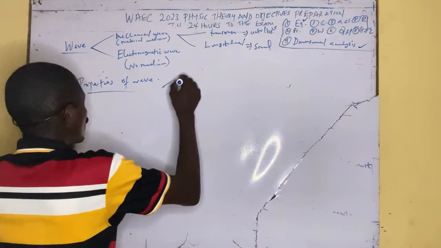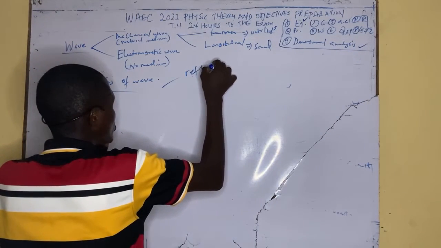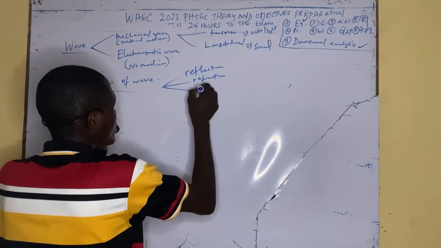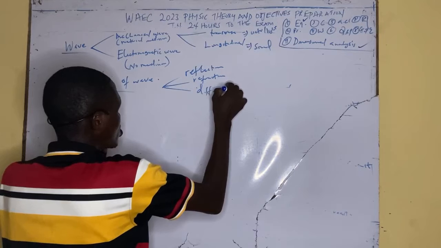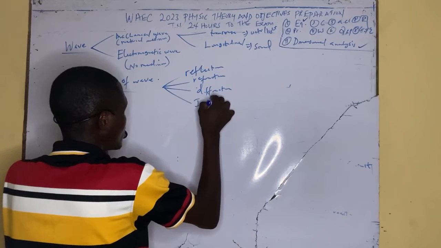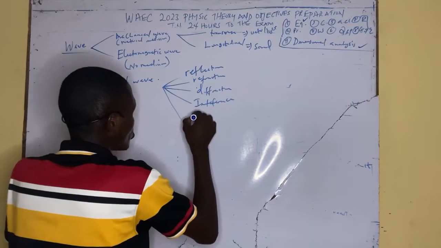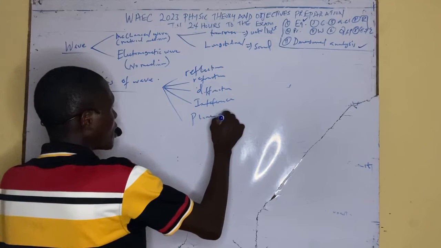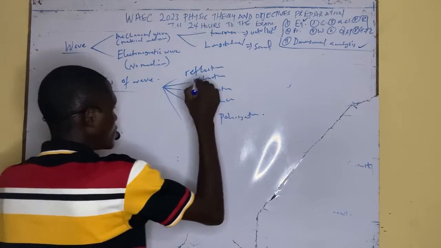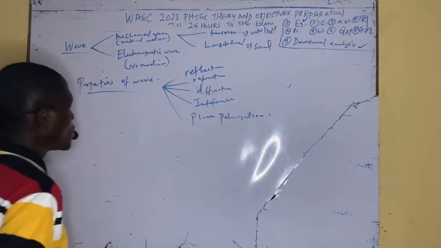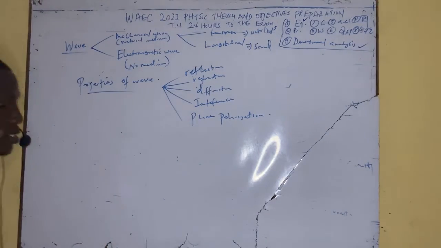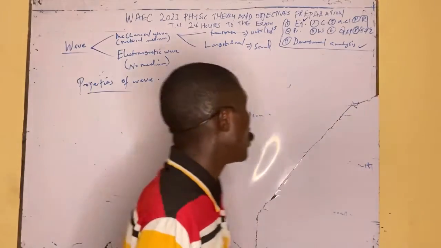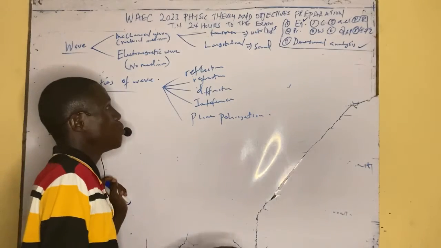The properties of wave have to do with reflection, refraction, diffraction, interference, and the last one, which is not that common to all waves and is specifically for transverse waves, plane polarization. So you have to go and study this very well. Reflection has to do with the light being reflected by a substance, usually a surface like a mirror. And refraction has to do with what?